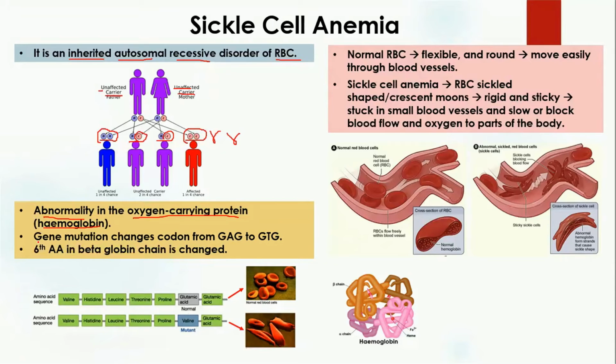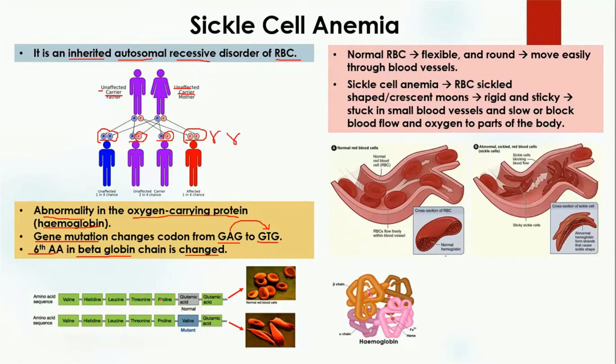Actually, what happens is that when gene mutation takes place, the codon is changed from GAG to GTG, and because of this change of A to T, the whole amino acid is changed, and the sixth amino acid in the beta globin chain of hemoglobin is changed.